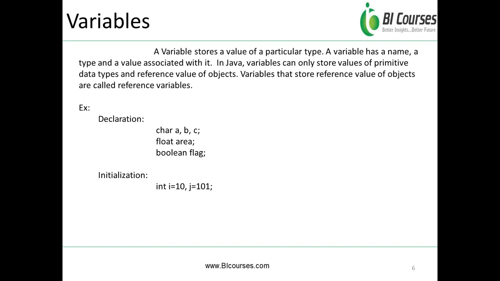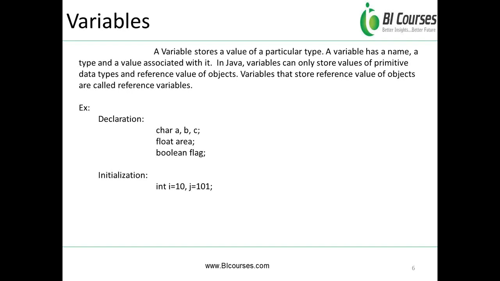We already discussed that Java is an object-oriented programming language. In object-oriented programming, everything is represented in the form of objects. These objects have some location, so the reference value of that object is stored in the variables. Variables that store the reference value of an object are nothing but reference variables.